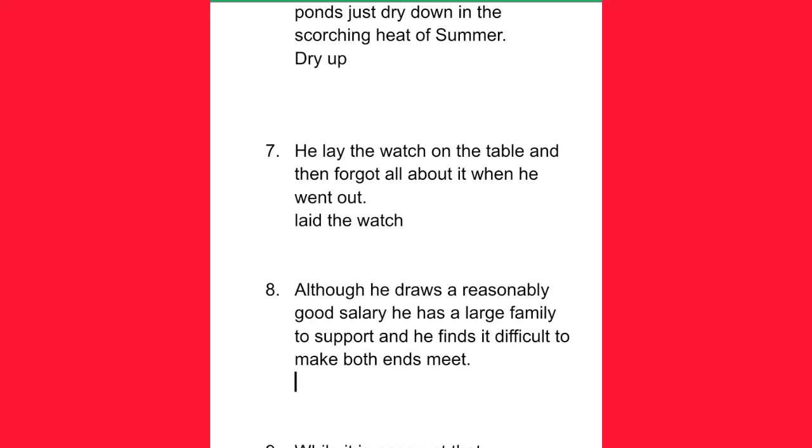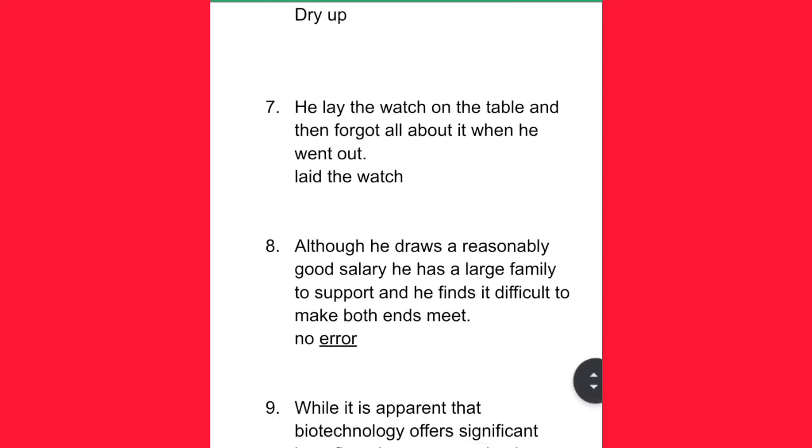Alright, next one is, although he draws a reasonably good salary, he has a large family to support and he finds it difficult to make both ends meet. Fortunately, there is no error in this sentence. Alright, it's perfect.